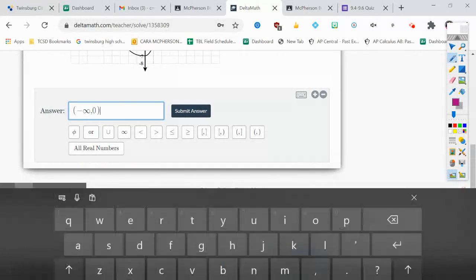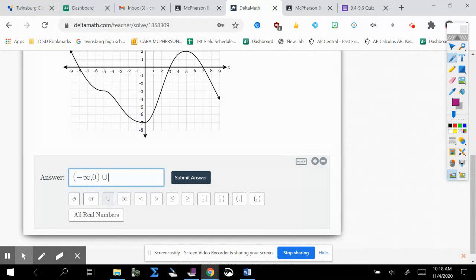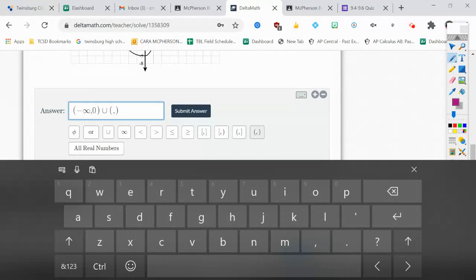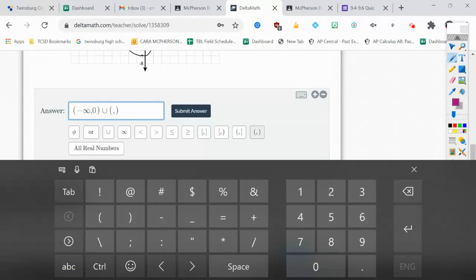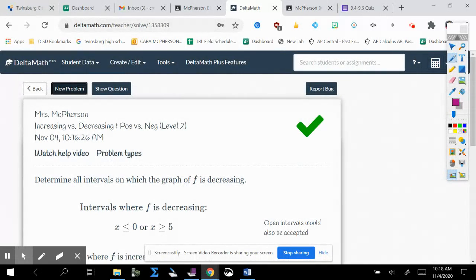And then we're going to join that with, let me get my picture here, from 5 to infinity, it's still decreasing. So I'm going to go to parentheses again. From 5, comma, to infinity, and submit that answer. Yes, there we go.